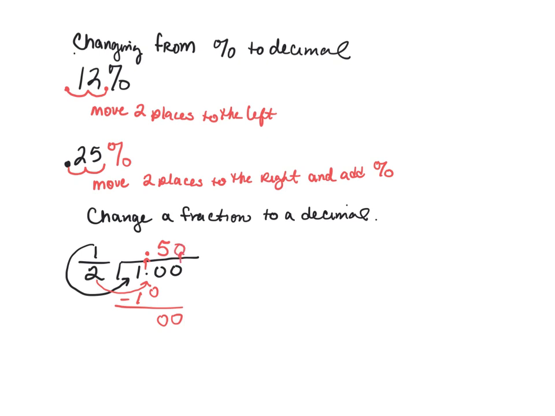And so, in fraction form, the fraction 1/2. Uh-oh, my pen is not right. Let me erase that and do that again so you can see it. So the fraction 1/2 is equal to the decimal 0.50 or 0.5.